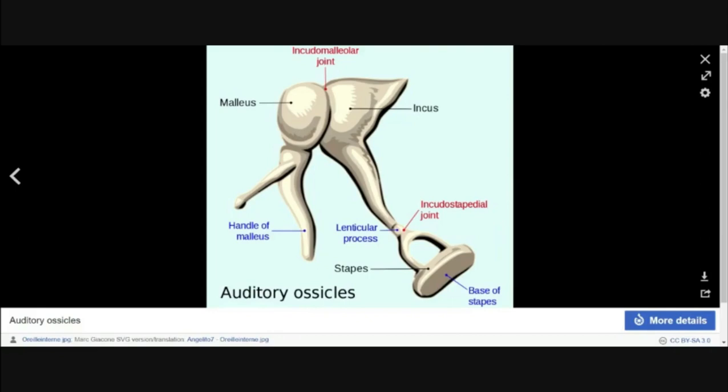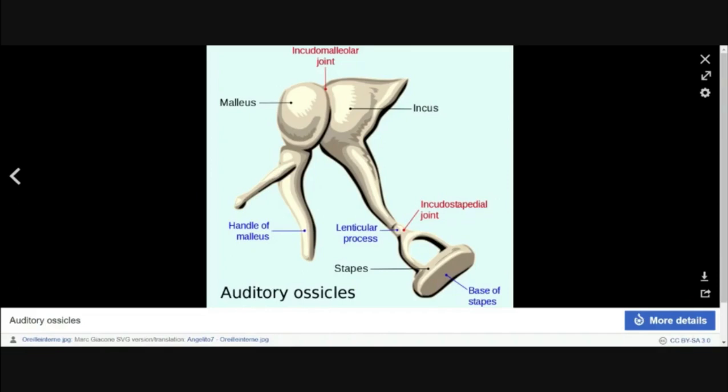Can you all see this? Yes, ma'am. So this is what I wanted to tell you. This is called the malleus, the head of the malleus. This is called the handle of the malleus. As you can see, it is labeled also. This handle is attached to the tympanic membrane. So when the membrane vibrates, it causes the movement of the malleus. And you can see the malleus and incus are joined together by the incudo-malleolar joint. So there is a joining of the malleus with the incus, and this incus is joined to the stapes by another joint.